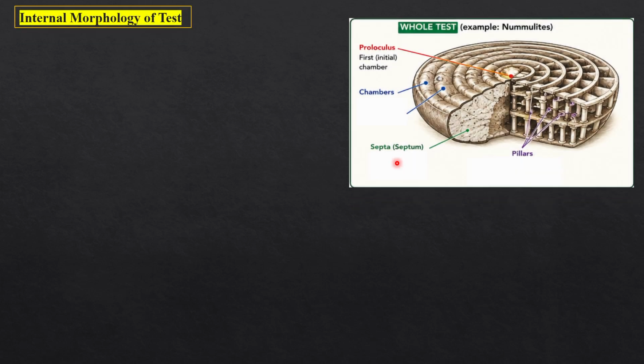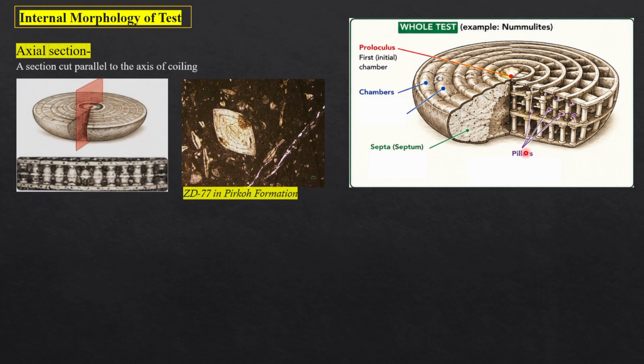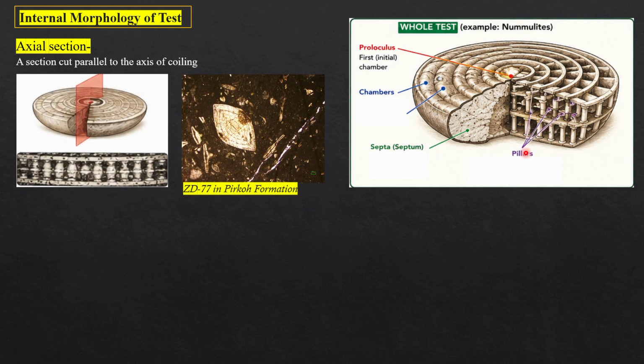Internal morphology of the test. So we have the proloculus inside, which is where the chambers started. We have chambers, and by joining the chambers we have septa, and in this lateral or horizontal view we have a pillar. We have an axial section, in which we cut along the axis of the coiling through the proloculus, of which Nummulites is the example.